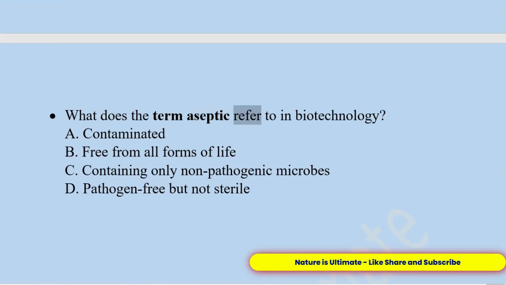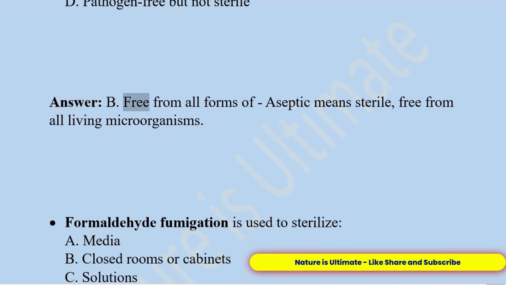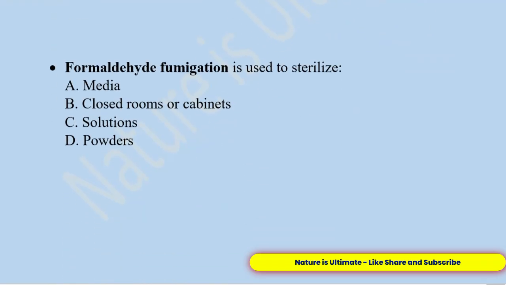What does the term aseptic refer to in biotechnology? A. Contaminated. B. Free from all forms of life. C. Containing only non-pathogenic microbes. D. Pathogen-free but not sterile. Answer: B. Free from all forms of life. Aseptic means sterile, free from all living microorganisms.